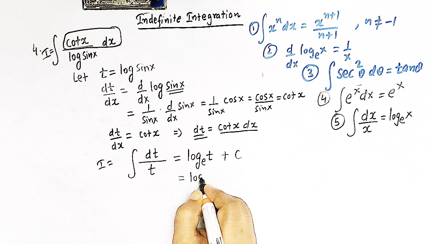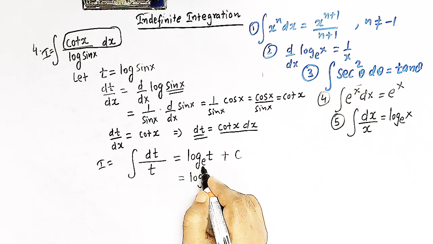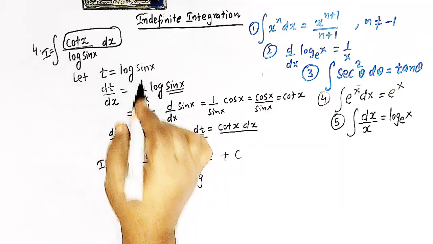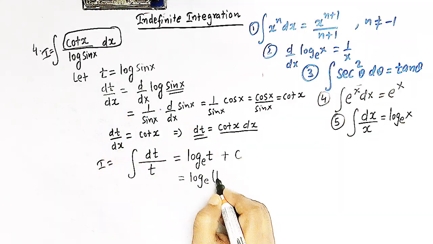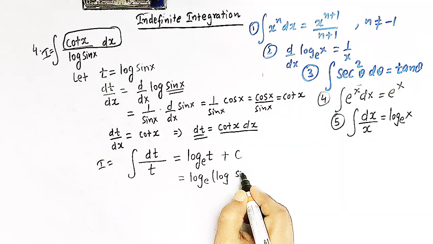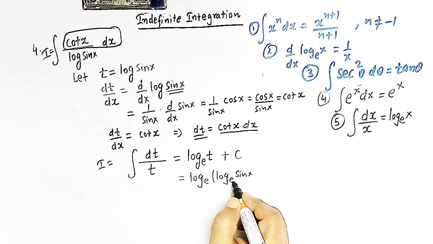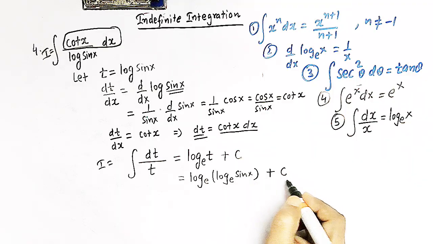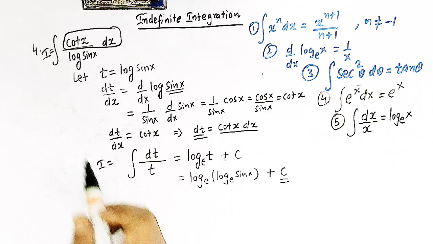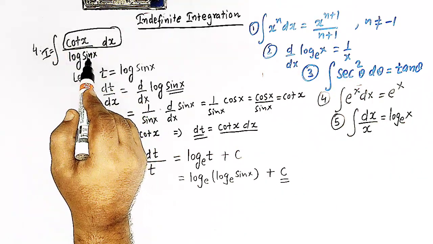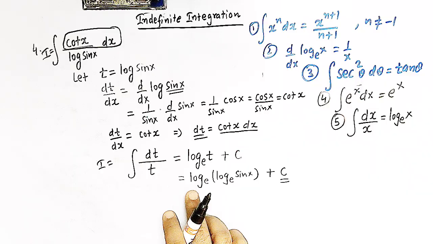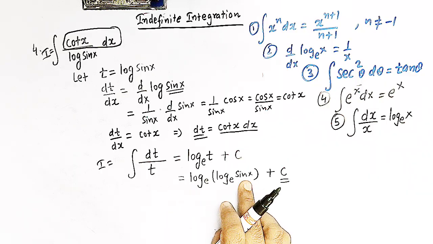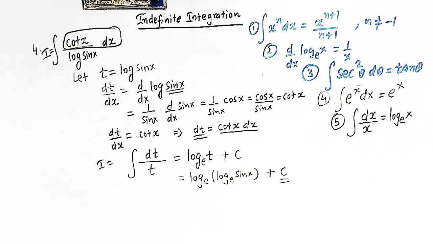Now we can write log of t to the base e by replacing t by log of sine x. So here we have log of sine x, and obviously here the base is e, and c is the constant of integration. So the value of this indefinite integral is given by logarithm of sine x, plus c.